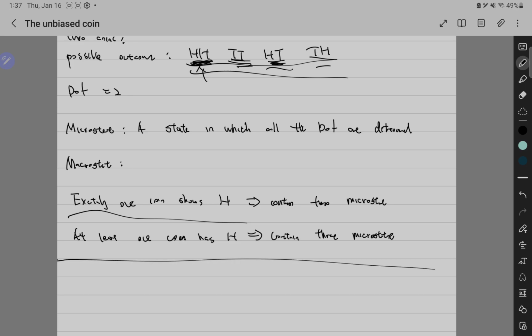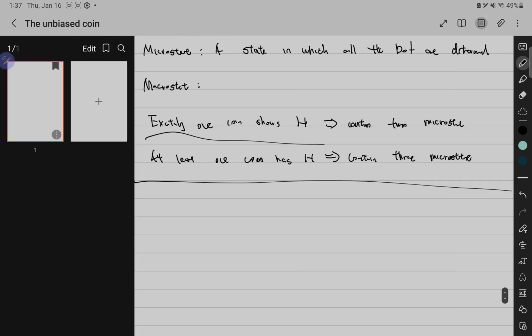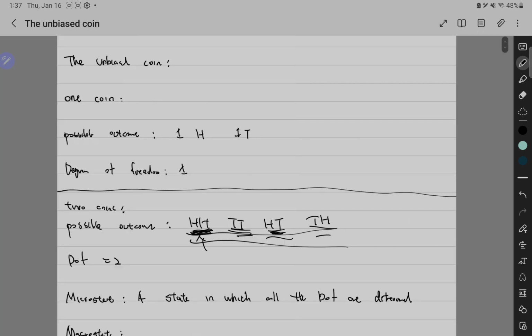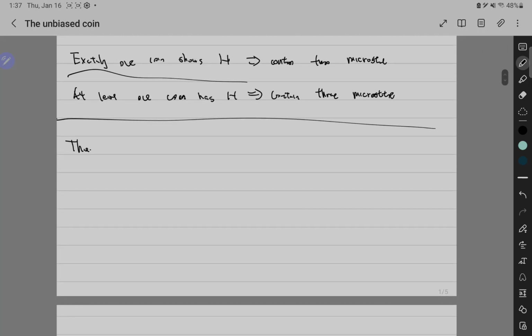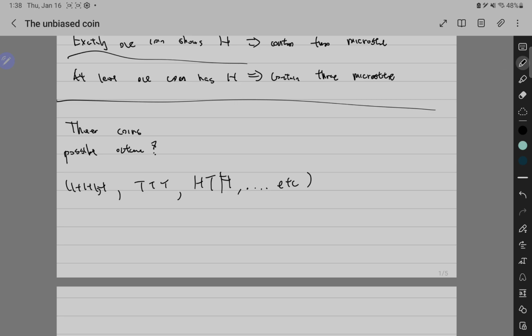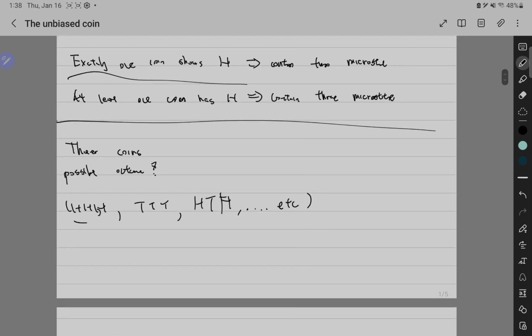So now we move on to three coins. For three unbiased coins, what are the possible outcomes? Well, it's going to be head, head, head, tail, tail, tail, head, head, tail, head, and so on and continue. And the degree of freedom in this case is going to follow the logic of what we had before. When we have 3 independent variables, the degree of freedom is going to be 3.